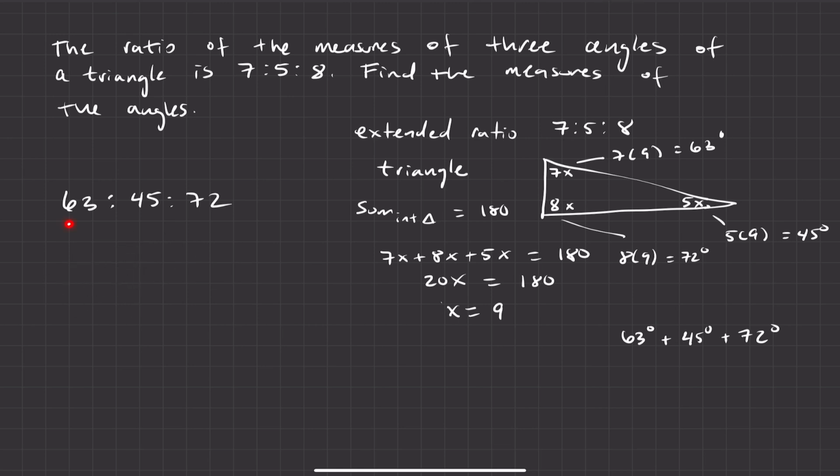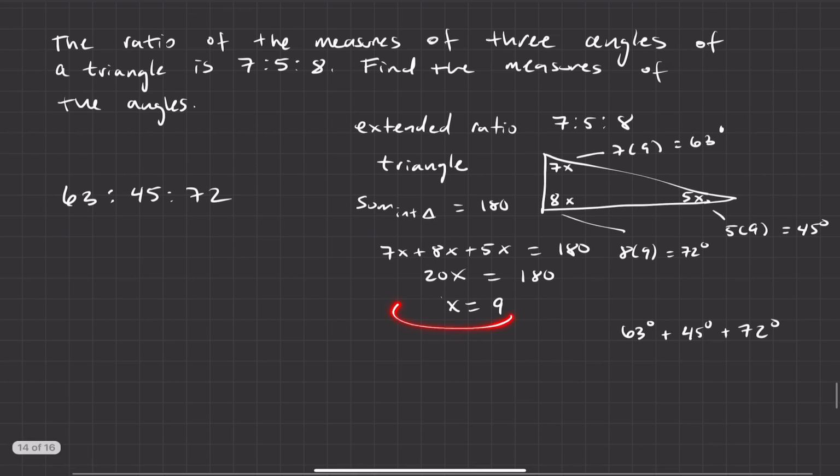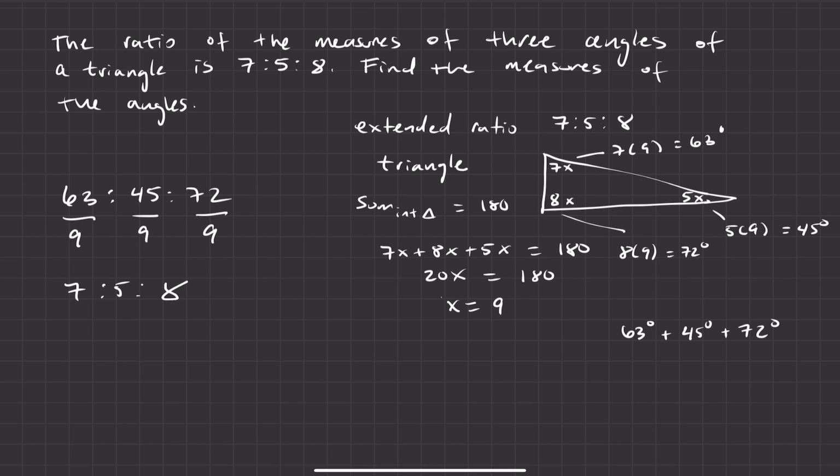So going back to the 63, 45, and 72, well, what number goes into 63, 45, and 72 at the same time? That's right, it's going to be 9, right? 9 goes into 63, 9 goes into 45, and 9 goes into 72 at the same time. Hence, if I divide this by 9, I get 7 to 5 to 8. And there you go. Okay? That's a great way to check your work too.